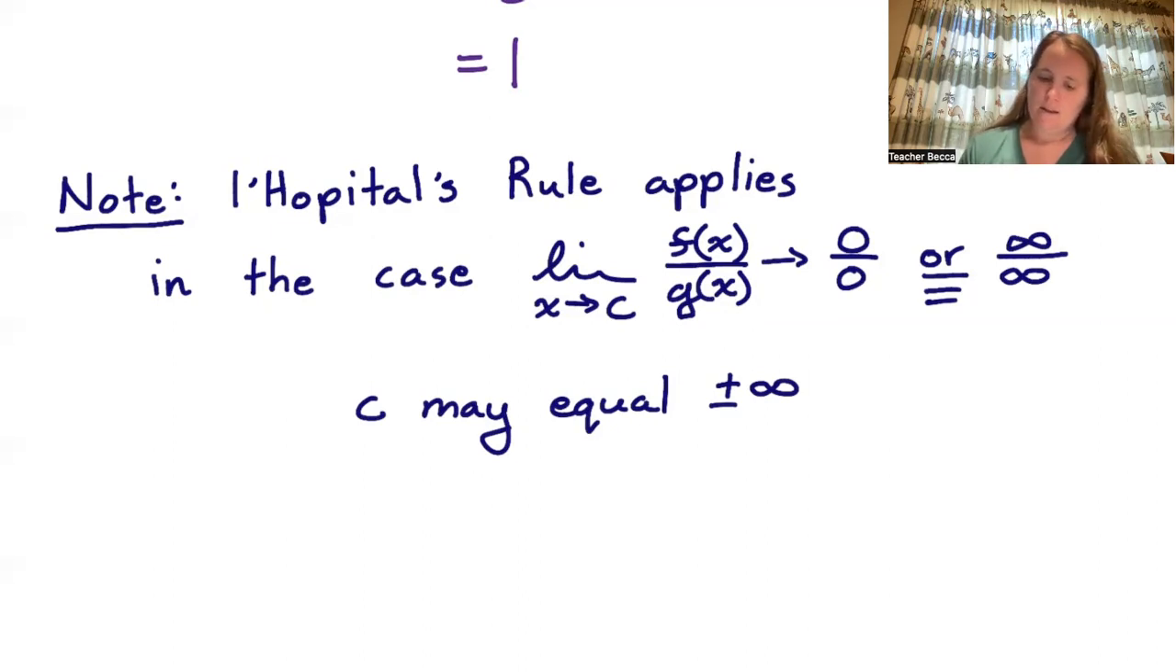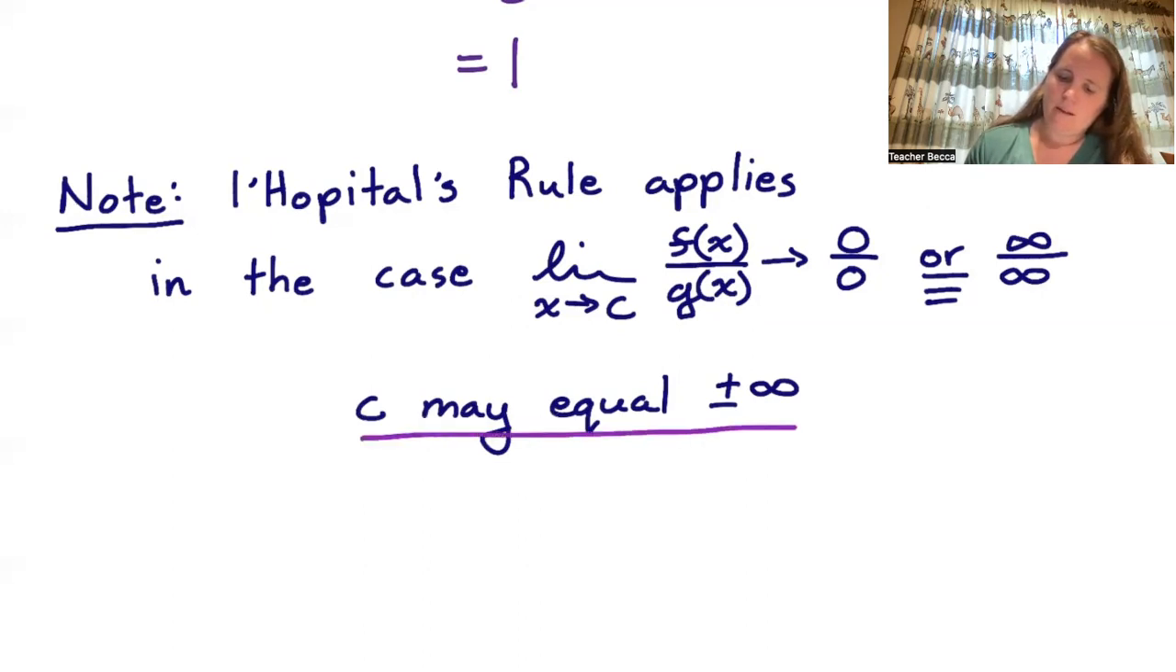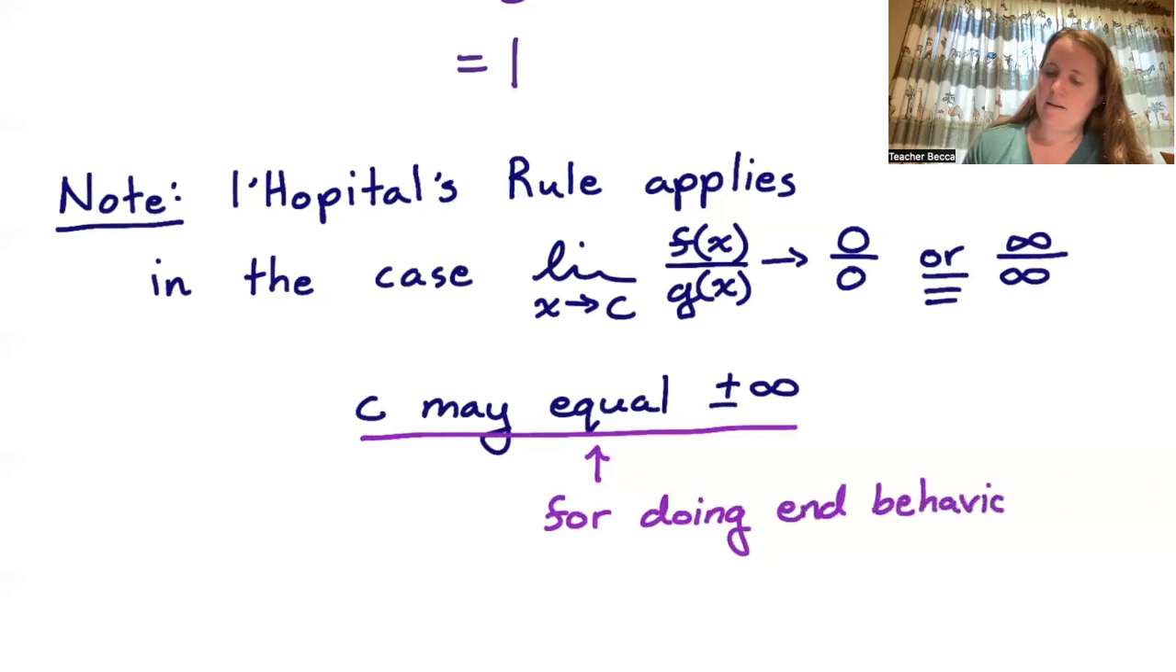So for c equal to infinity, this will give us end behavior. This is for doing end behavior. We'll take the limits at plus or minus infinity. Again, we only apply this when we have that 0 over 0 or infinity over infinity case. In future videos, we will see how we can manipulate other indeterminate forms into this type of indeterminate form. But this is the basics of L'Hopital's rule.